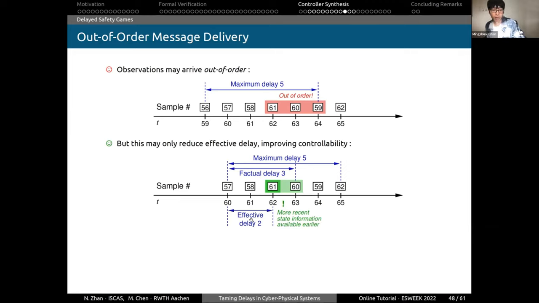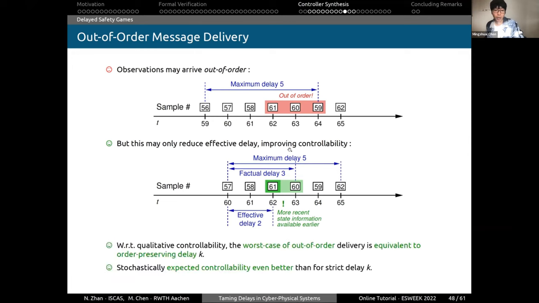For example, in this case, the effective delay is 2, the maximum delay is 5, and it only improves the controllability. So we have shown that in terms of qualitative controllability, meaning that we only care about whether the controller is winnable or not, the worst case of the out of order delivery is actually equivalent to order preserving delay, because the worst case is that everything arrives in order and every piece of information is subject to a fixed amount of delay, that is 5.